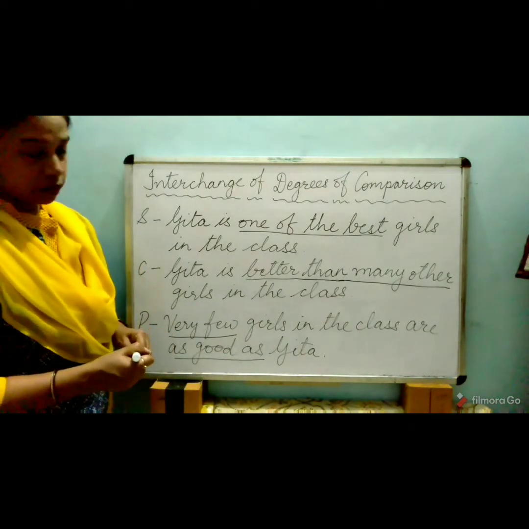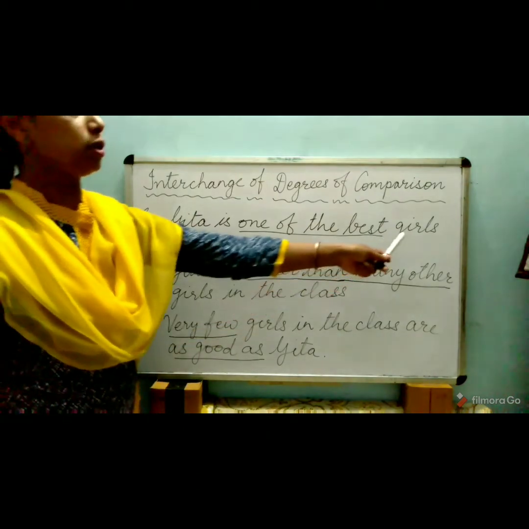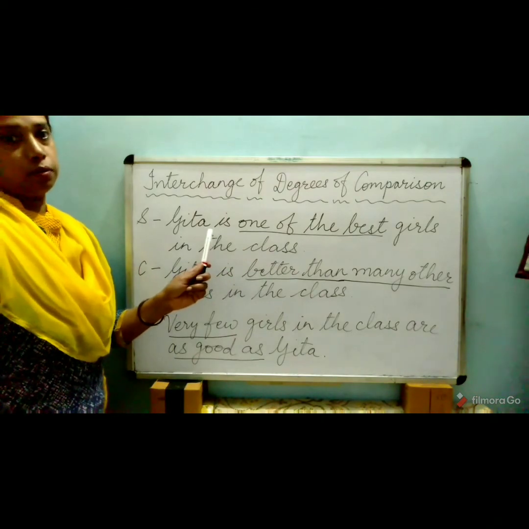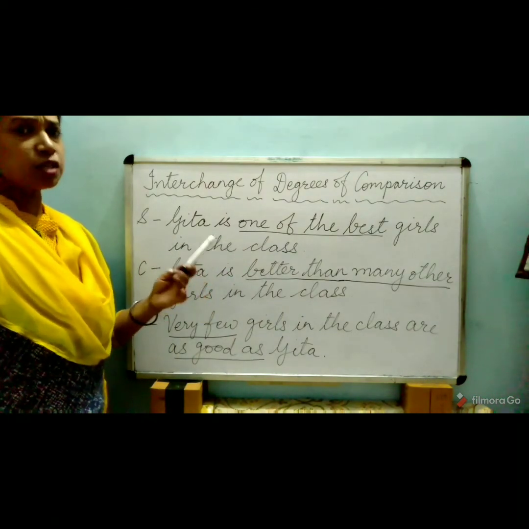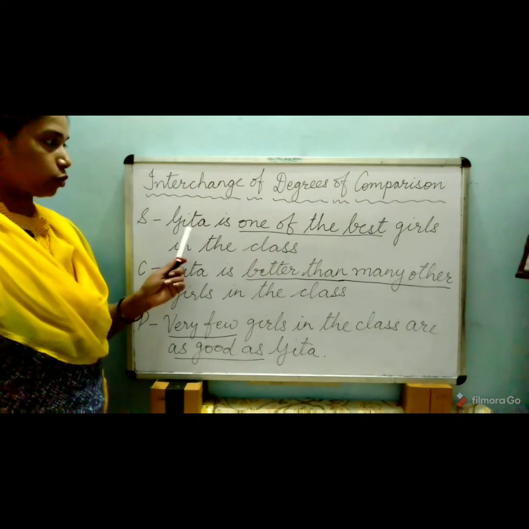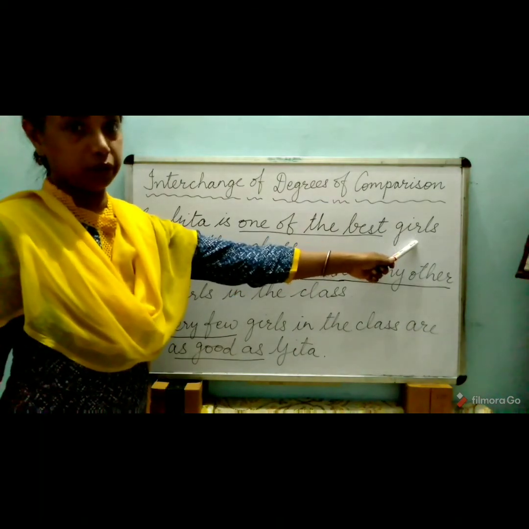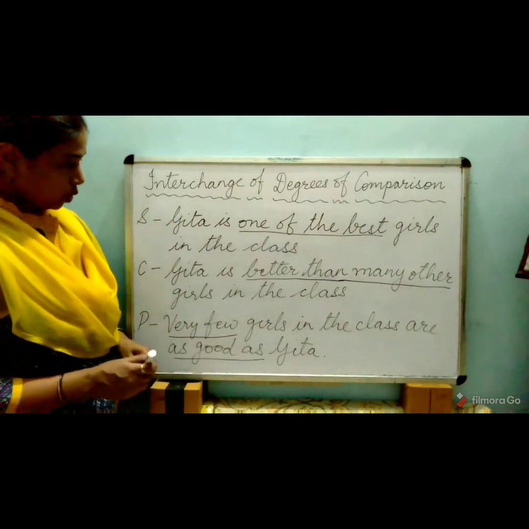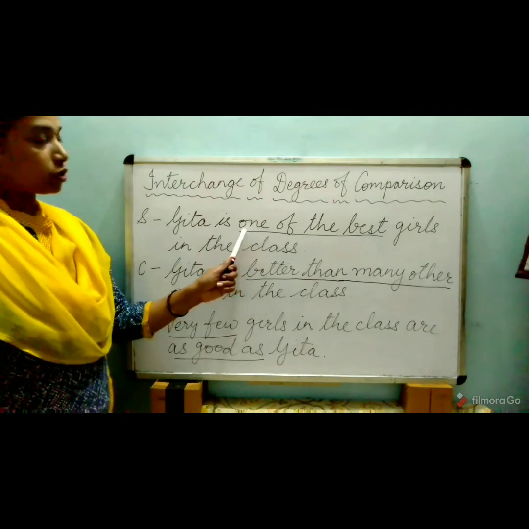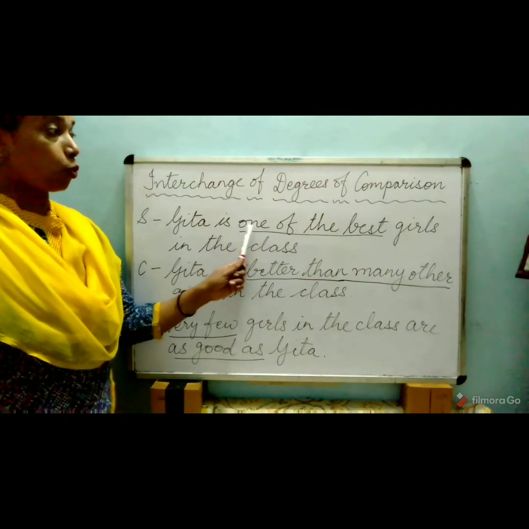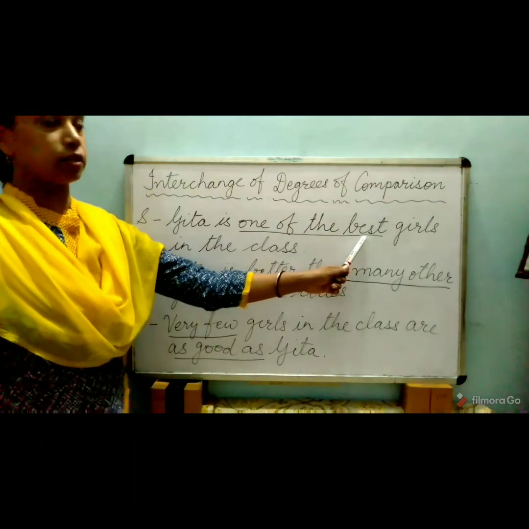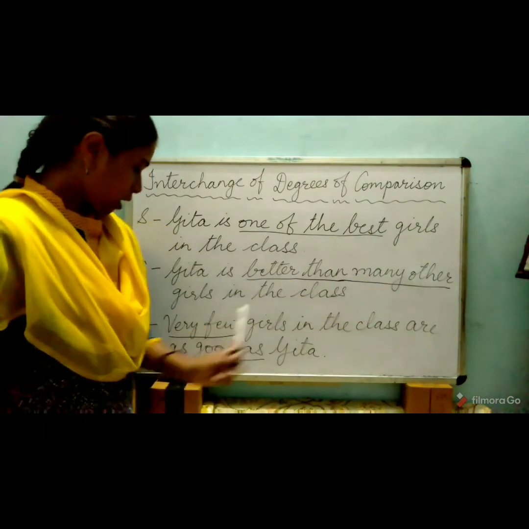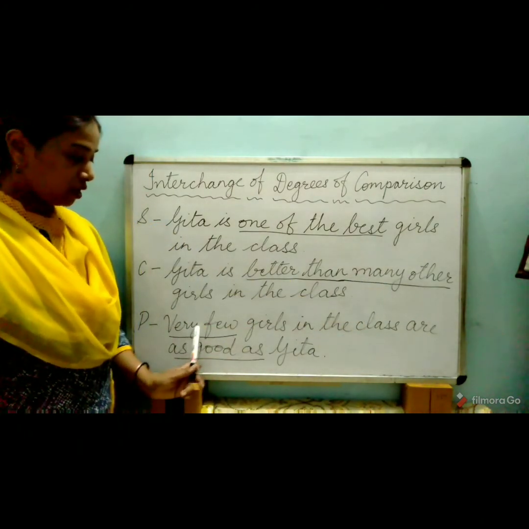Now here remember one thing children, that we have used the plural form here, girls, because there is more than one person mentioned. So we will be using the plural form here. In the earlier sentence it was singular, but now here it is plural. So learn this formation children. When your superlative is one of the plus adjective, then your comparative will be better than many other, and your positive will start with very few.